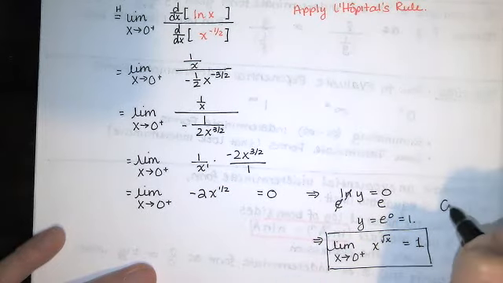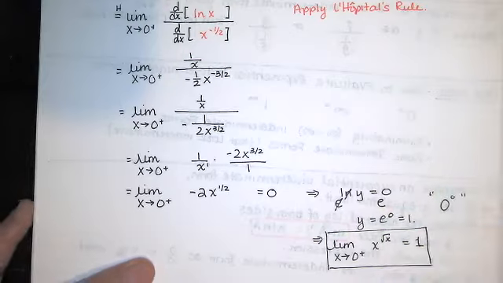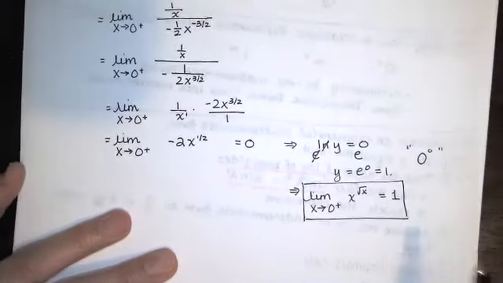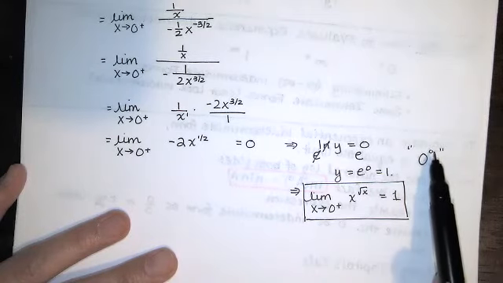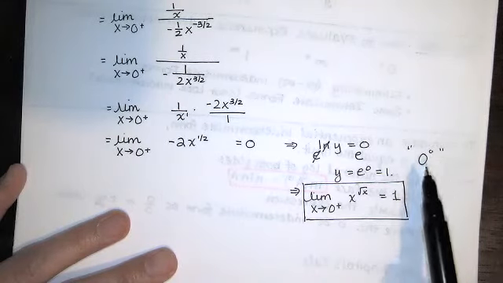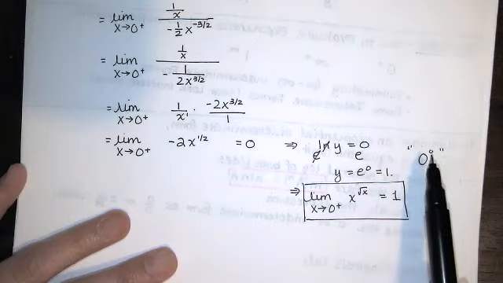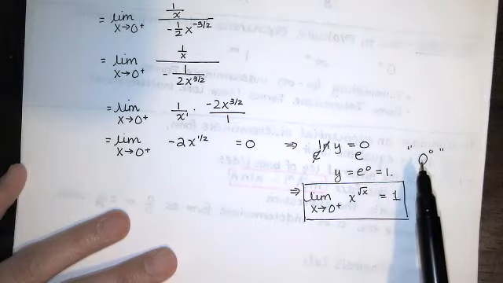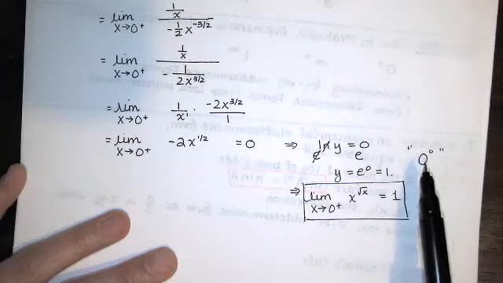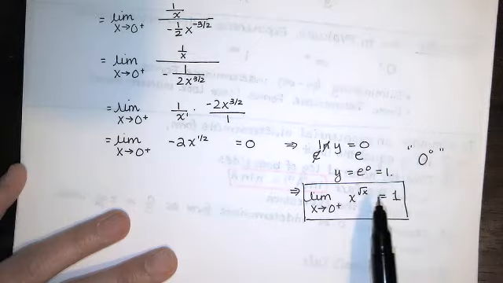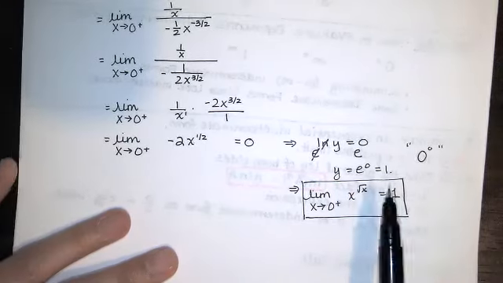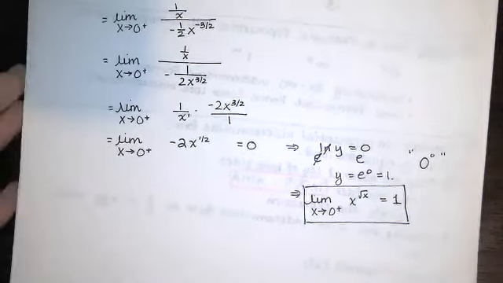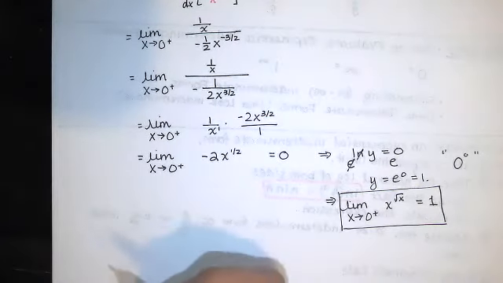Let's think about it. That was a 0 to the 0 indeterminate form. We said if this base approaches 0 before the exponent approaches 0, we should get 0. If the exponent approaches 0 faster than the base does, then we should get 1, because we'll have a number raised to the 0 power. So it looks like the square root of x approaches 0 faster than x approaches 0, because we got 1. Okay, so that's one example of that.